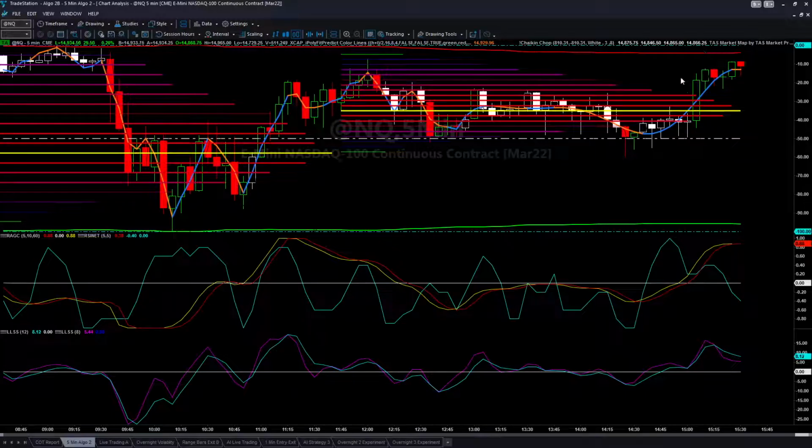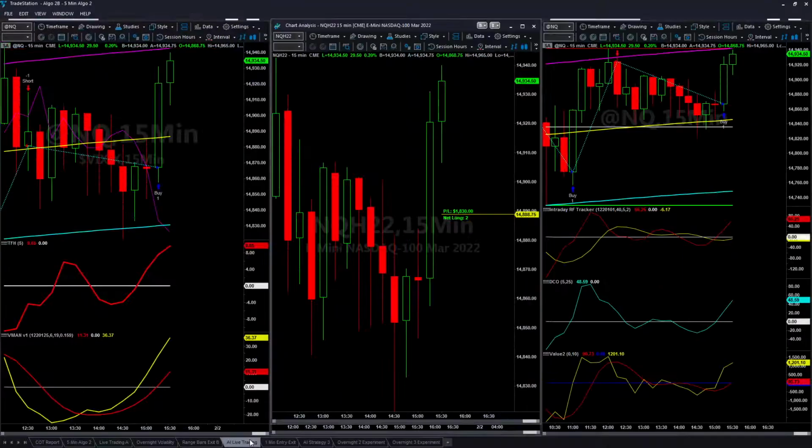Wow. See how much more puff it's got. It's got fuel to go to the upside right there. Very, very nice move to the upside right there.